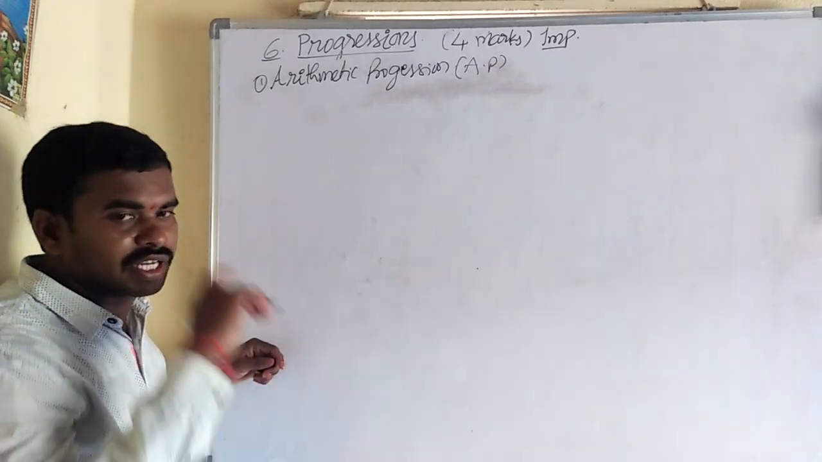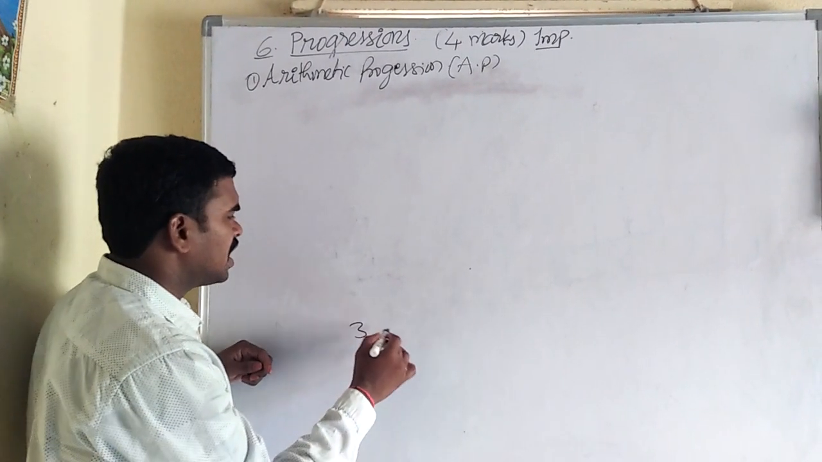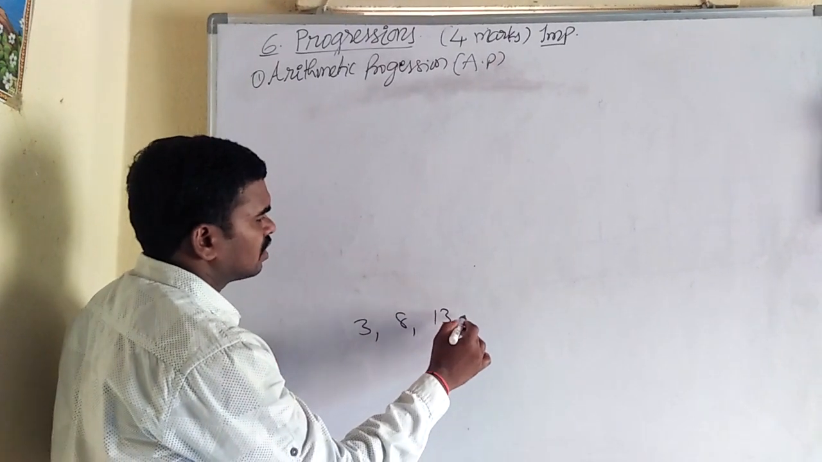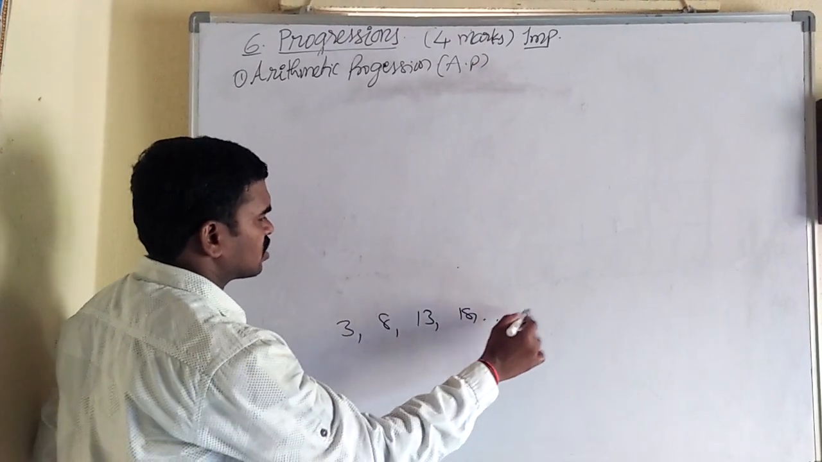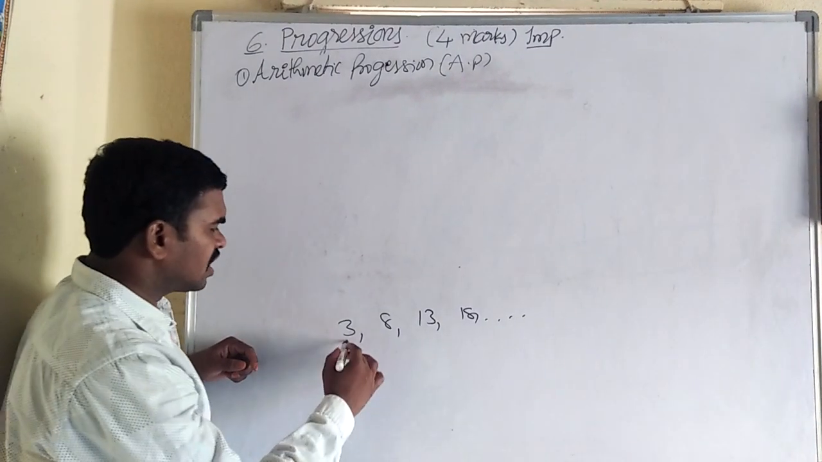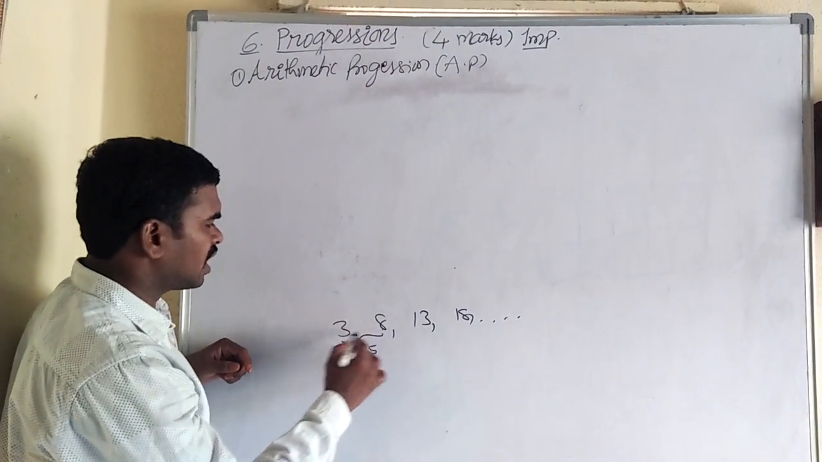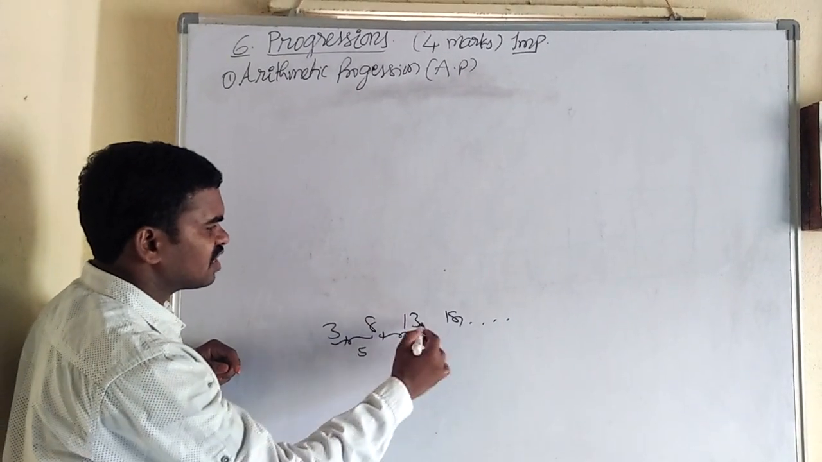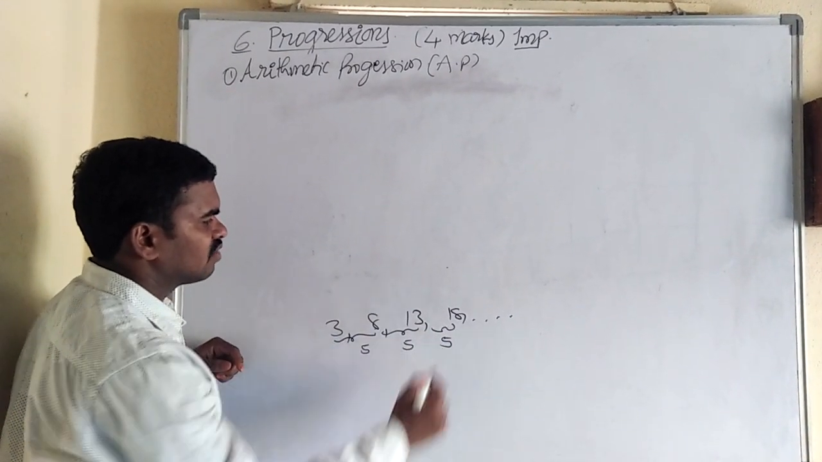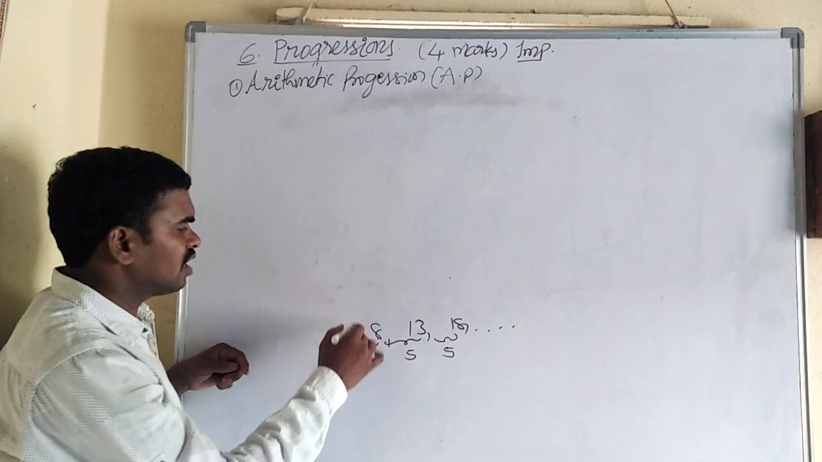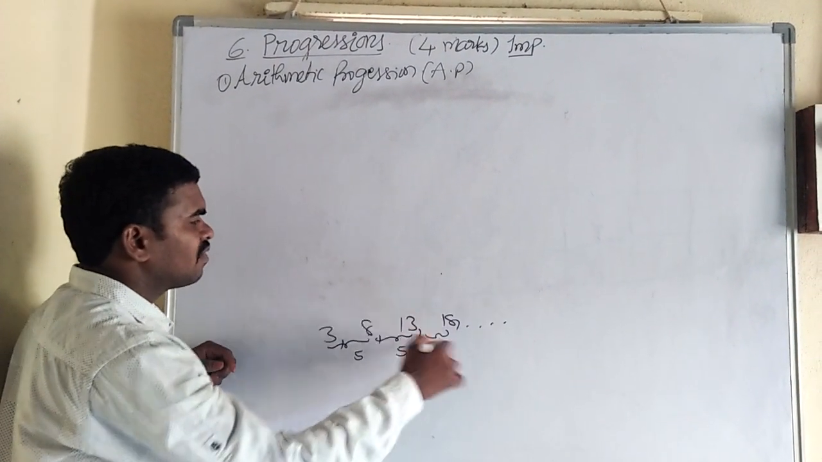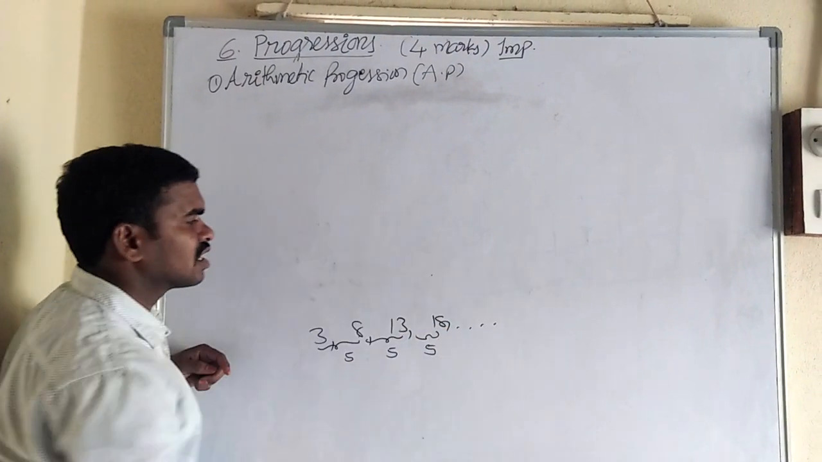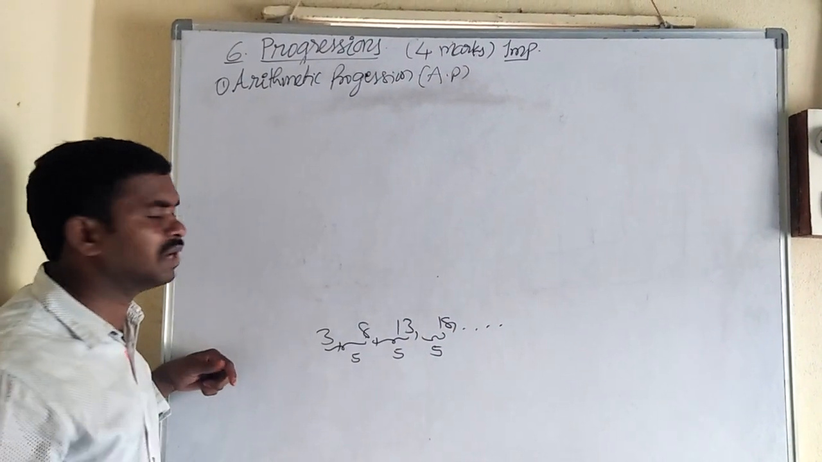So what is arithmetic progression? For example, the numbers 3, 8, 13, 18, so and so. For example, I am taking. What is the difference between these two? 5. 8 minus 3, 5. What is difference between these two? 13 minus 8, 5. What is difference between these two? 18 minus 13, 5. So here, common difference is same for any two consecutive numbers. So these type of series, these type of progressions are called arithmetic progression.